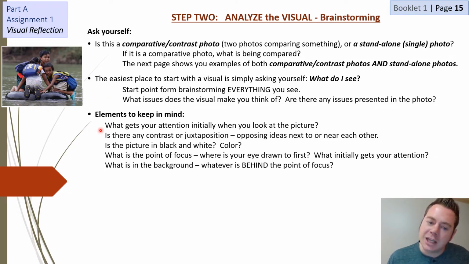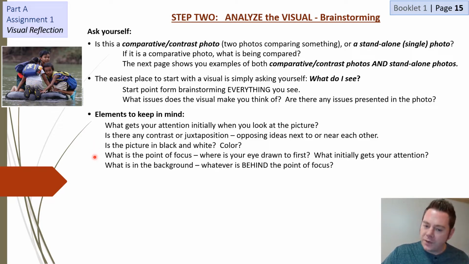So some elements to keep in mind here. What gets your attention initially when you look at the picture? What is the first thing that jumps out at you? Is there any contrast or juxtaposition, opposing ideas next to or near each other? Is the picture in black and white or is it in color? If it's in black and white, that's how it was originally published and intended for an audience. It's not like Alberta Ed is trying to save money on ink, right? So if it's in black and white, that is a stylistic choice.